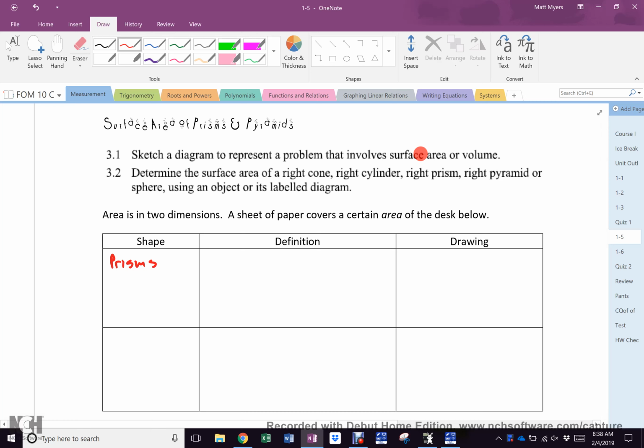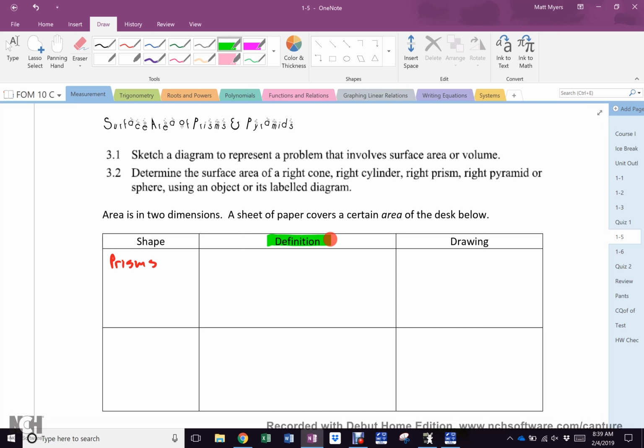Yeah. So, can anybody tell me, and please understand this, I am looking for the definition of a prism. Do not give me an example of a prism. Here is what I mean. I want the definition of a good-looking math teacher. Don't say Mr. Myers, because I'm an example of a good-looking math teacher. You understand? I want the definition of a prism.